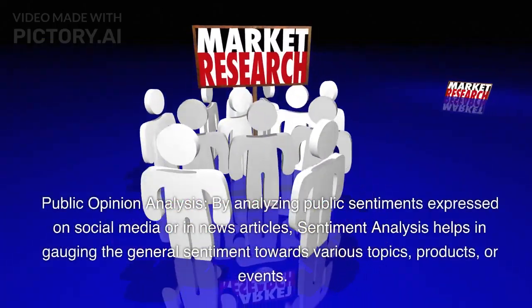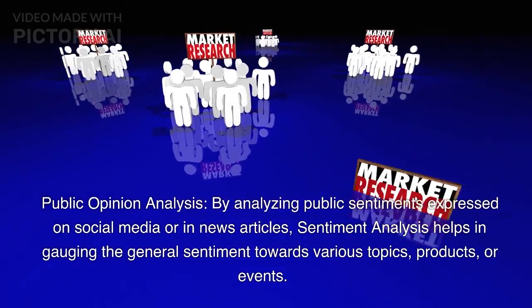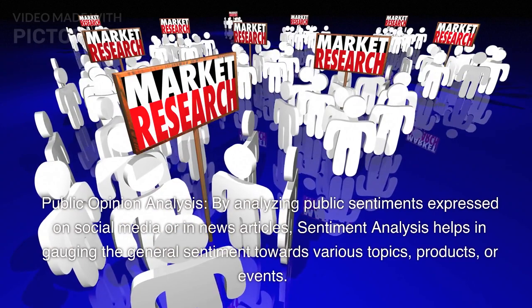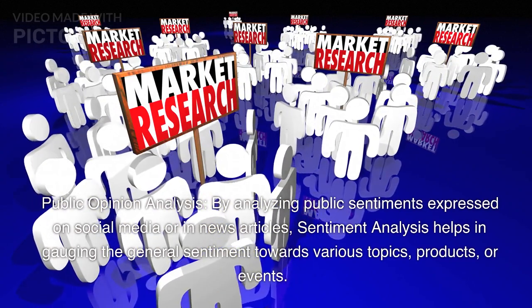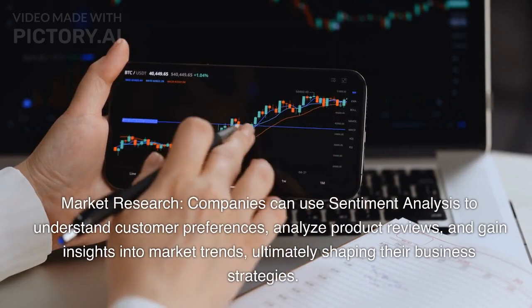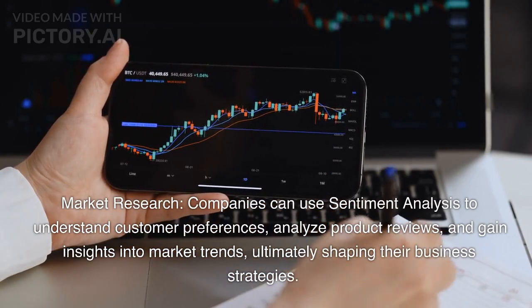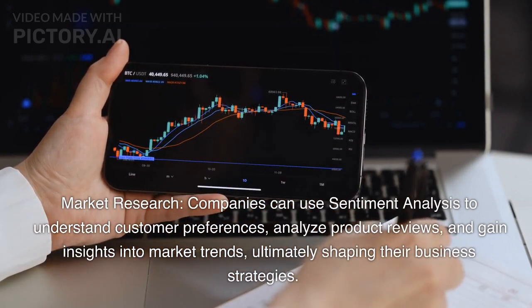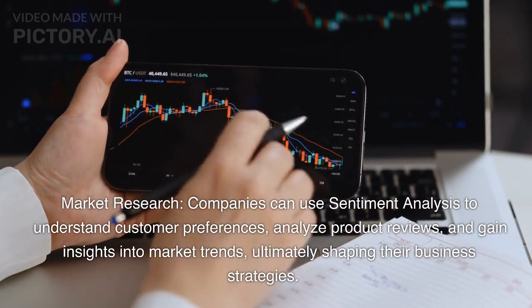Public opinion analysis. By analyzing public sentiments expressed on social media or in news articles, sentiment analysis helps gauge the general sentiment towards various topics, products, or events. Market research. Companies can use sentiment analysis to understand customer preferences, analyze product reviews, and gain insights into market trends, ultimately shaping their business strategies.